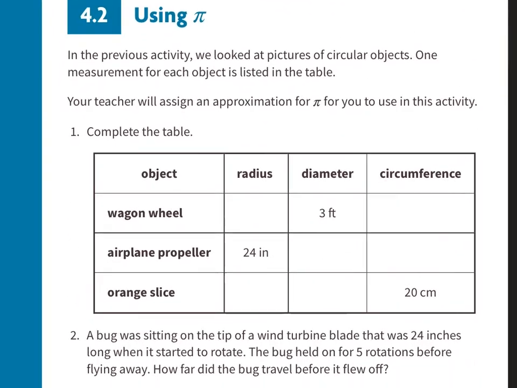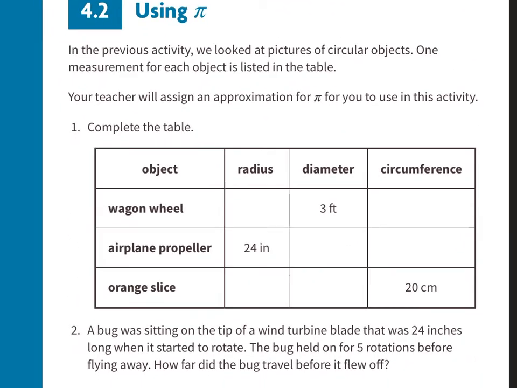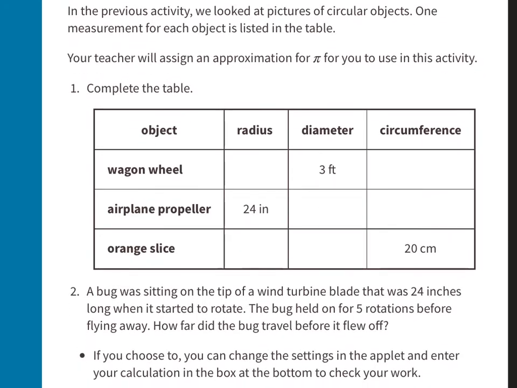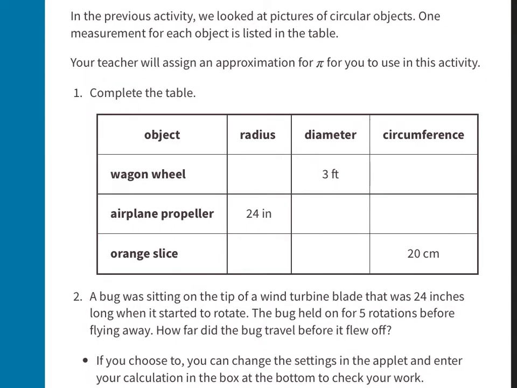In the previous activity, we looked at pictures of circular objects. One measurement for each object is listed in the table. Your teacher will assign an approximation for pi to use in this activity. Complete the table. So we'll just keep using 3.14 for pi. So pi equals 3.14. Okay, now remember, it takes 2 radiuses to make 1 diameter, and circumference is pi times your diameter.